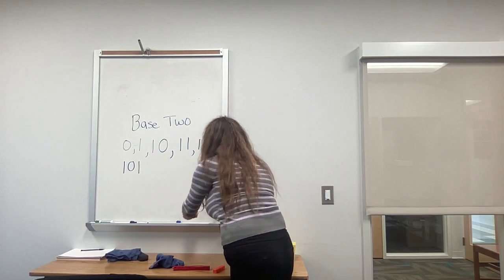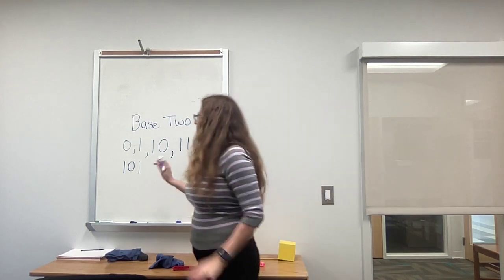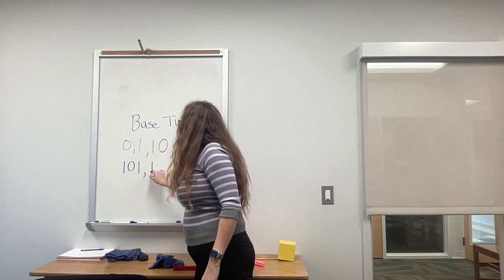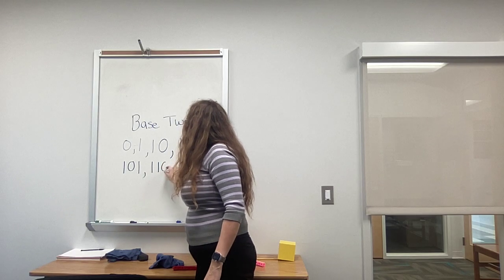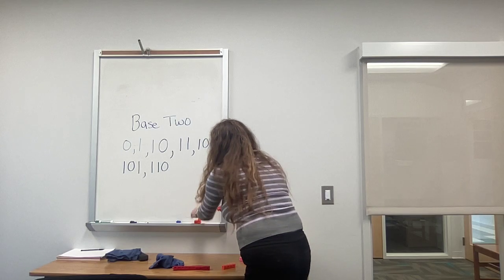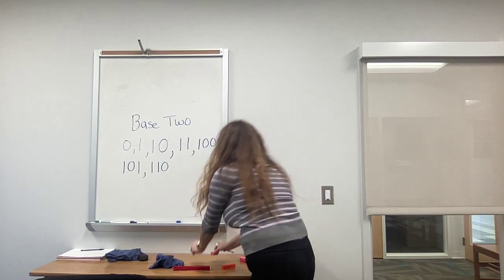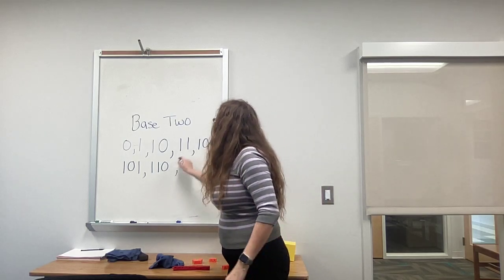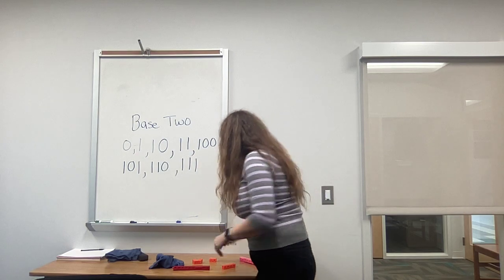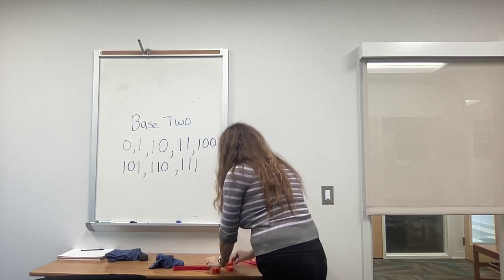I'm just going to keep going for a little bit longer with these, so you can see maybe a little bit of a pattern. Next, I would have 1 flat, 1 rod, 0 ones. So I've got my flat, it's a 2 by 2, and I've got my rod. Next, I would have 1 flat, 1 rod, and 1 one. So I've got my flat, my rod, my single 1.